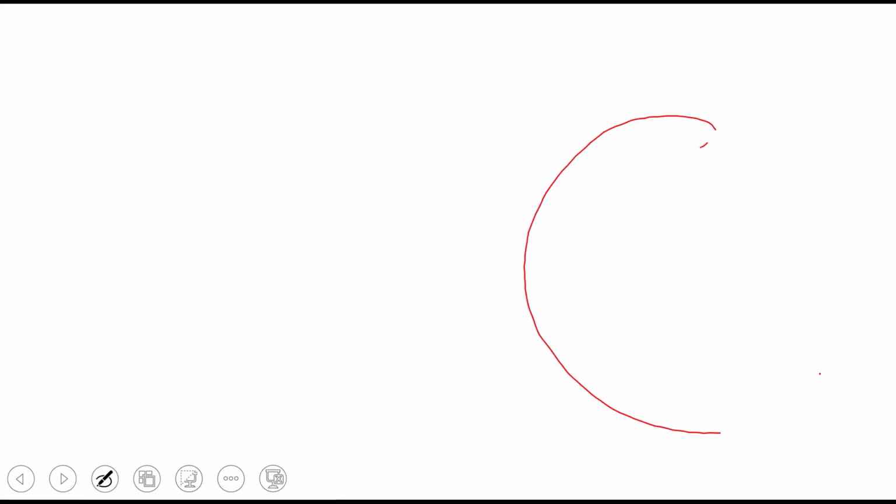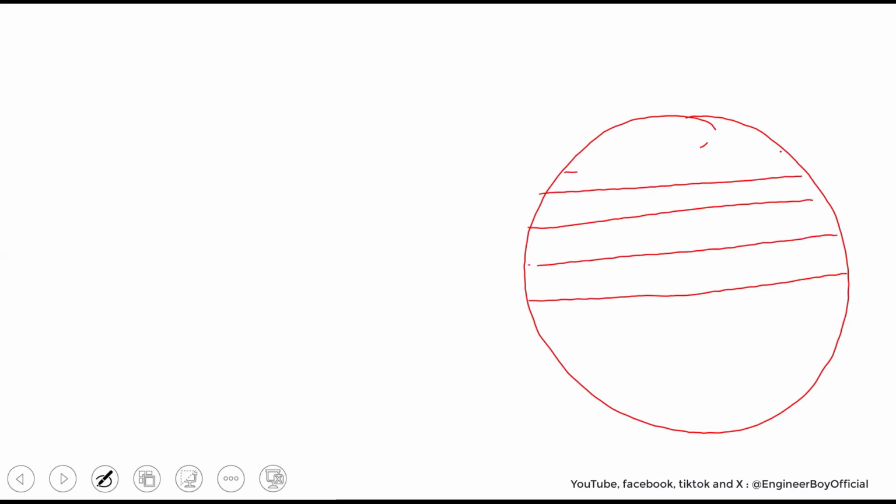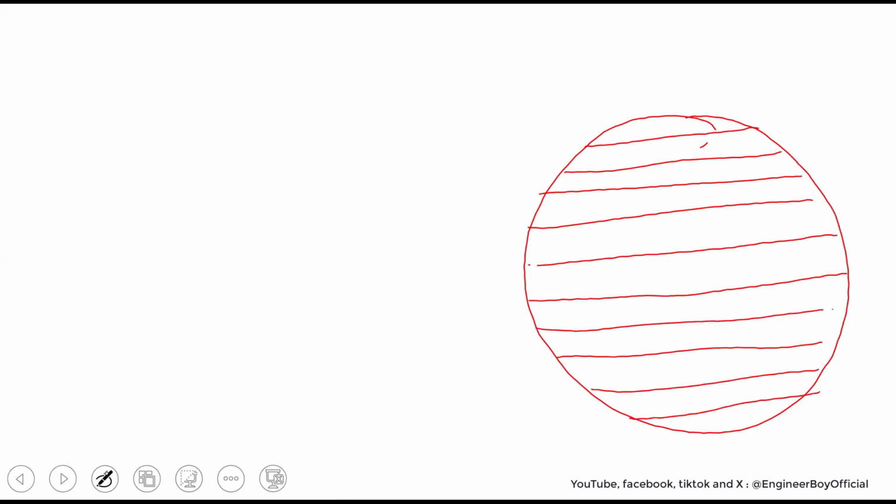Let's say we have a slab like this one. How do we distribute the rebars? It can be the same way as this one. Let's say these are the main bars, and the distribution bars, maybe the temperature bars, can be in this direction.